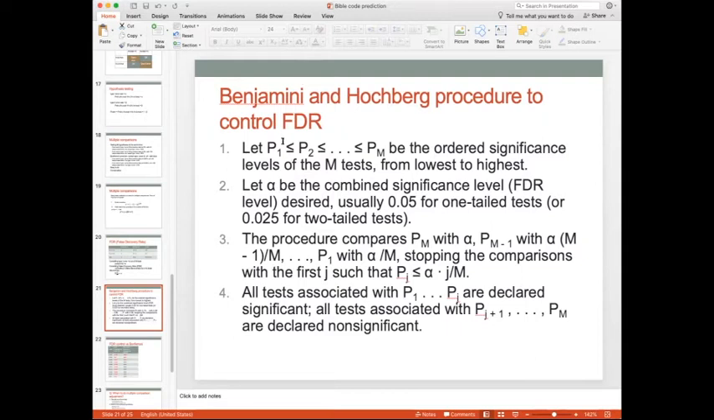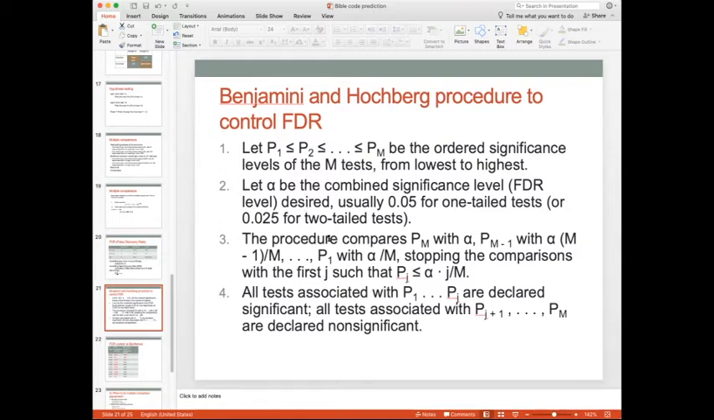So the first step is you have M tests and you produce M p-values. We sort them as P1 to Pm, where P1 is the smallest one and Pm is the largest one. And we define alpha to be the significance level or FDR level that we desire. Typically it is 5% for one tail, or 2.5% for two tail tests.